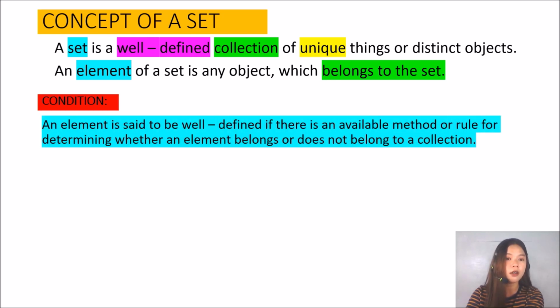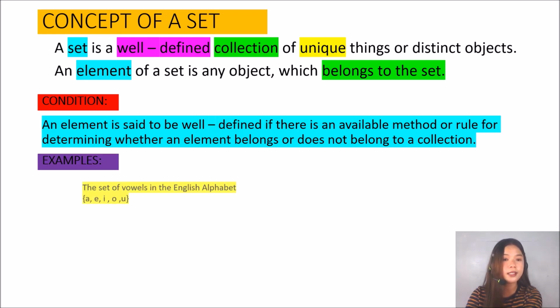So, condition here. An element is said to be well-defined if there is an available method or rule for determining whether an element belongs or does not belong to a collection. So, gaya nga po ng sinasabi ko kanina, dapat yung set po natin ay well-defined para po yung mga elements sa loob ng set natin ay they share a common characteristics.